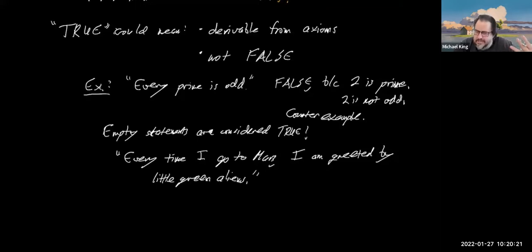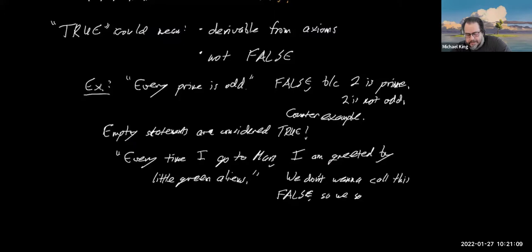So can we say this is false? It's only false if you can provide a counterexample. Can you show me a time I went to Mars when I was not greeted by little green aliens? I bet you cannot demonstrate to me that I've been to Mars and not met little green aliens, right? So we don't want to call this false. And that's the way logic works, as I'll show you in a minute. We sort of default to true in cases like this. It's a little bit strange, but it makes the logic work.